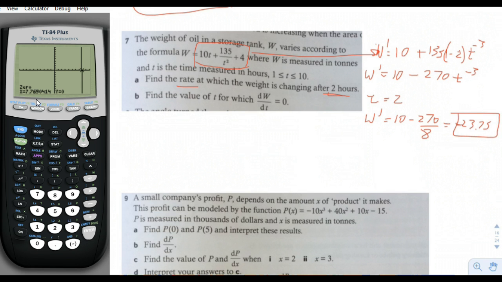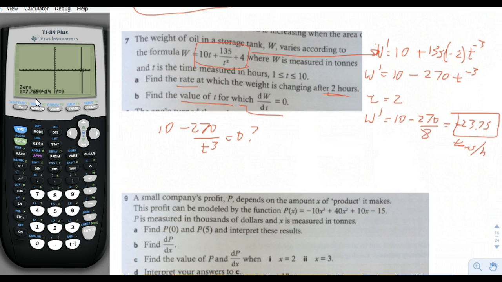So it's saying, find the rate at which the weight is changing after 2 hours. It's negative 23.75 tons per hour. Find the value of t for which dw/dt equals 0. So when is 10 minus 270 divided by t cubed equal to 0?